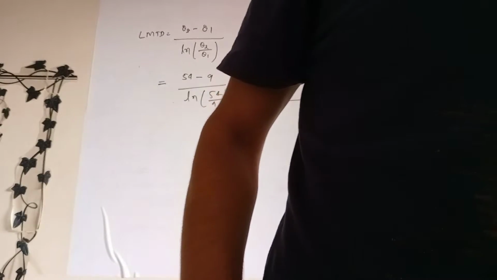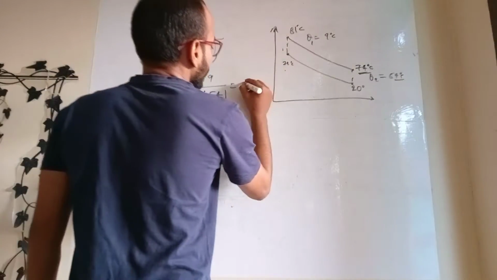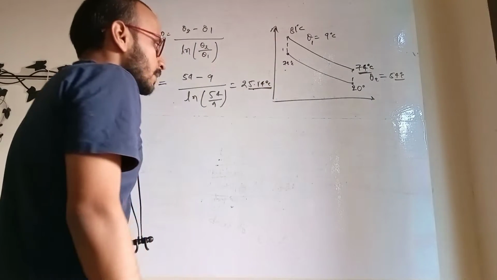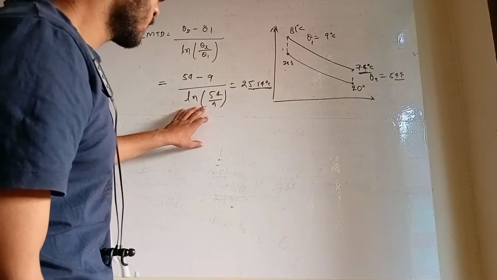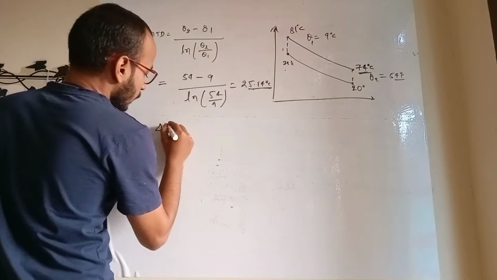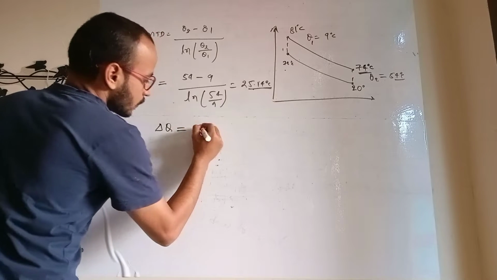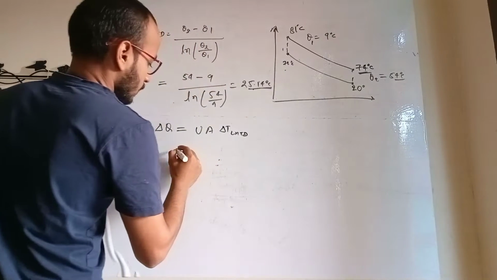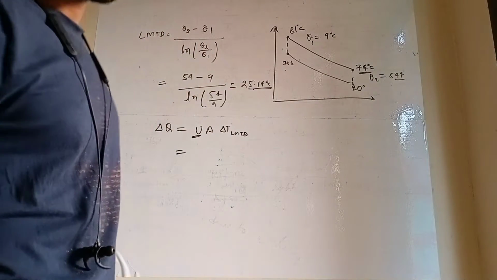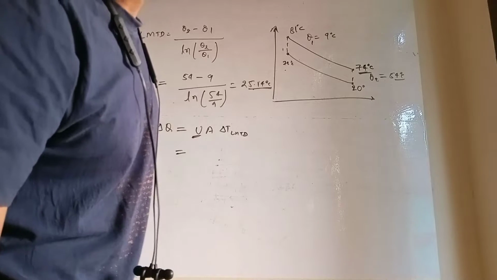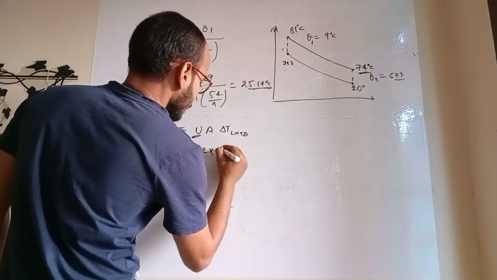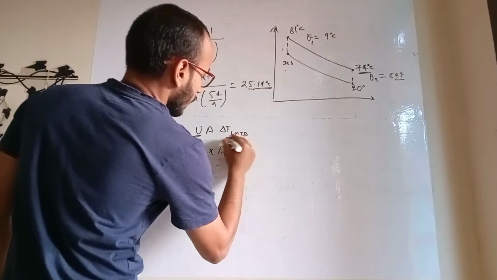If you calculate, the value will be 25.14 degrees centigrade or Kelvin. This is the log mean temperature difference. Now we can calculate the amount of energy transferred. So it is UA delta T LMTD. The value of U is given, 492. Area we have to calculate. LMTD, how much did we get?